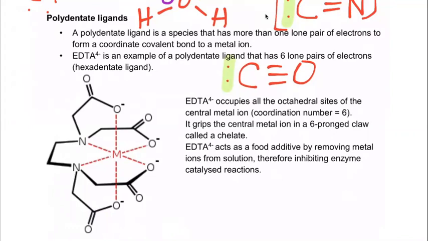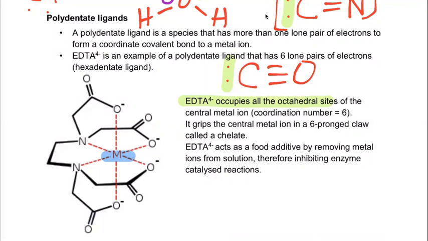And it has 6 lone pairs of electrons, so it's a hexadentate ligand. So poly is kind of the general term, polydentate, but then if you know the exact number, you can use that prefix. So this one would be a hexadentate ligand. And if you look, it says that the EDTA4- occupies all of the octahedral sites. So in this picture, okay, the M is representing my metal. Okay, so they're just using an M as a general metal symbol.